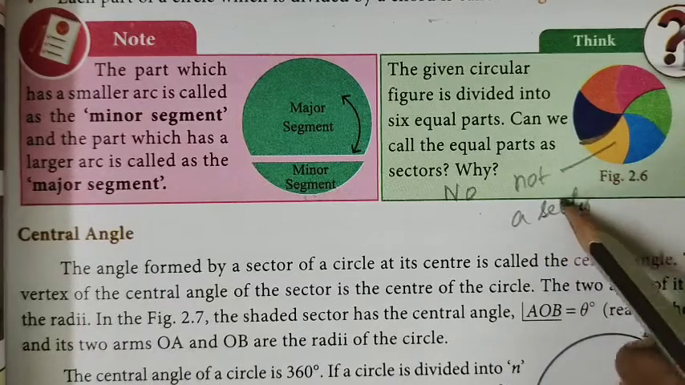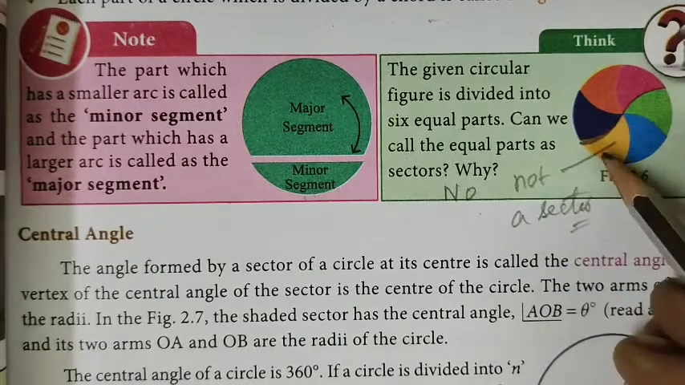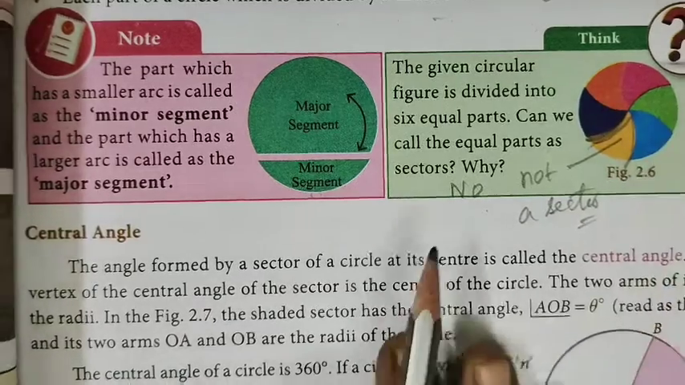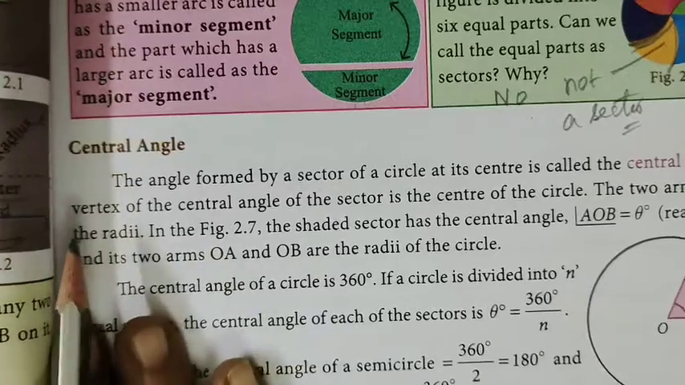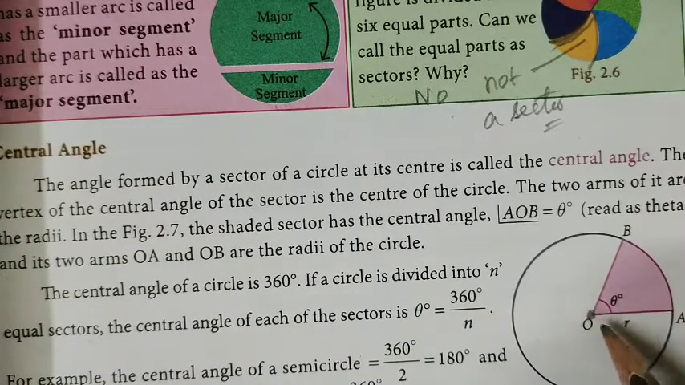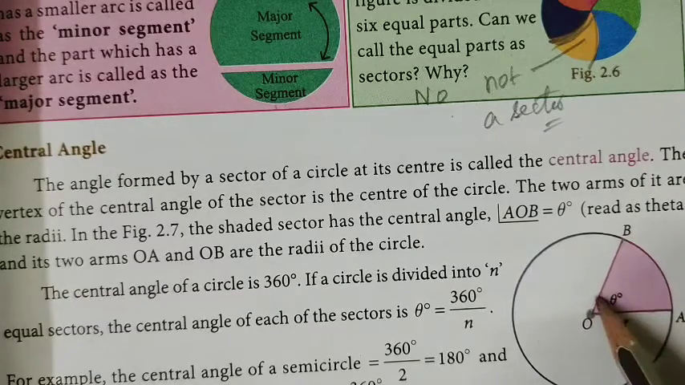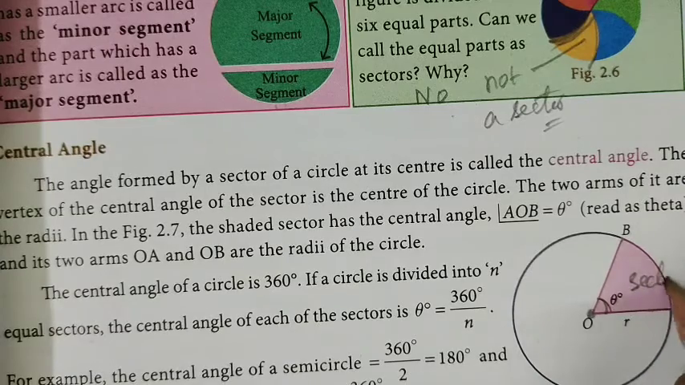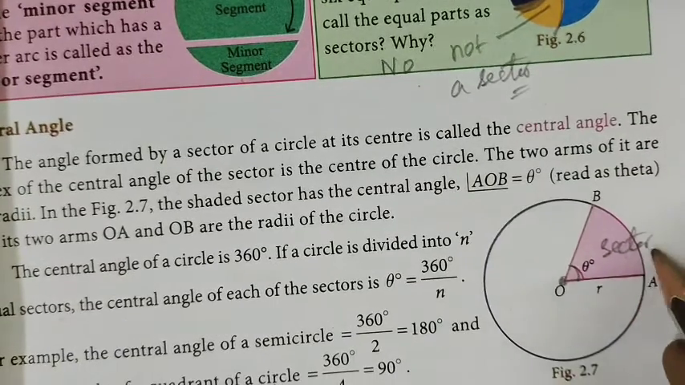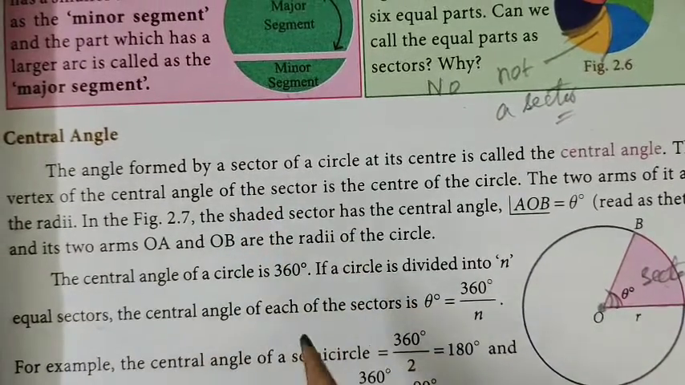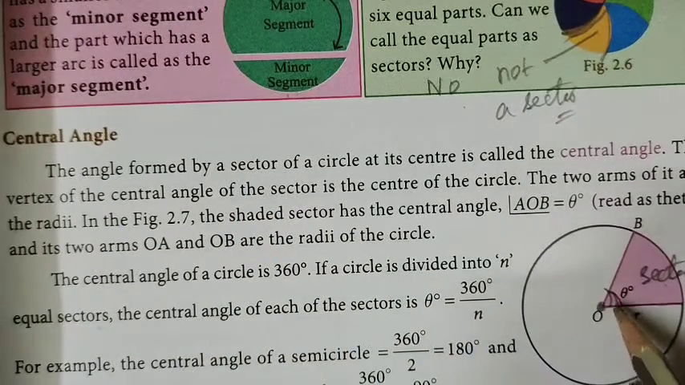In the definition of a sector, this is the radius and this is the radius. Okay. Central angle: this is the center, this is the radius, this is the radius, and the angle between them forms the sector. We can accept this as a sector. This angle at the center is the central angle. This angle is the measurement.